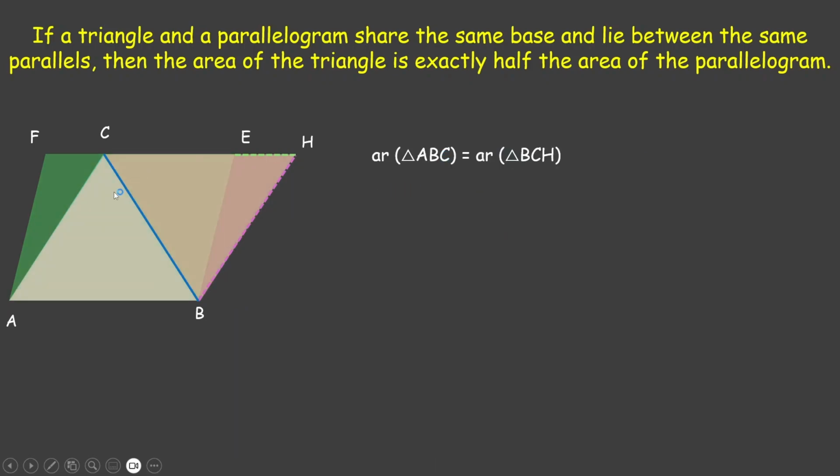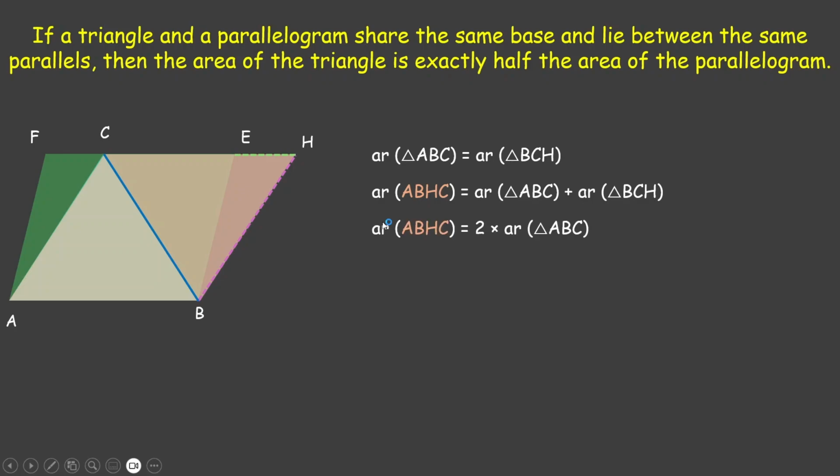Now, if you just look at this parallelogram ABHC, it is made up of two triangles. So its area would be sum of areas of two triangles. But we know that these two triangles have equal areas. So we can say that area of ABHC is twice the area of triangle ABC. That gives us area of ABC is half of this parallelogram ABHC. Let us call this equation 1.